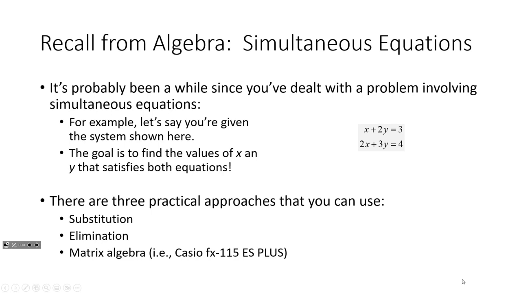So I gotta believe that everybody remembers at some point being given problems like this. You're given two equations like x plus 2y equals 3 and 2x plus 3y equals 4, and you are supposed to find that magic set of values for x and y such that it satisfies both equations. It is called solving simultaneous sets of equations. We would call this solving a 2x2 system of equations because there's two equations, two unknowns. So the goal is to find the values of x and y that satisfy both equations.